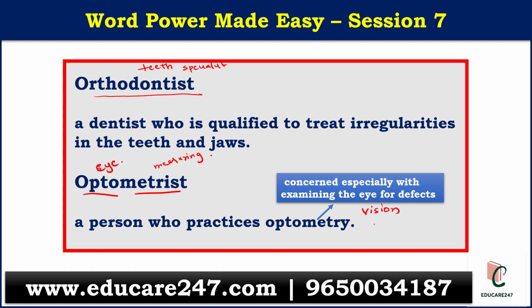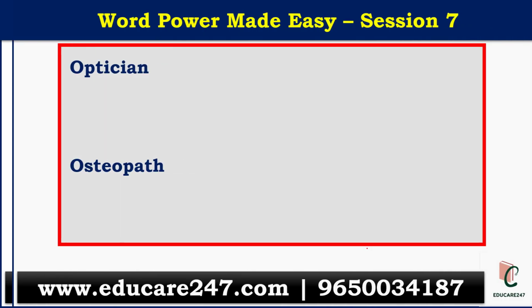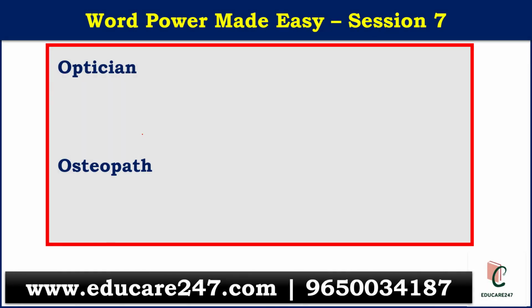So metric in your terms will be the range of your vision. So one who tests it will be an optometrist. Next word here is optician. So again this word could sound similar. So optics again it's eye, and -ian, so it will again relate to a specialist.